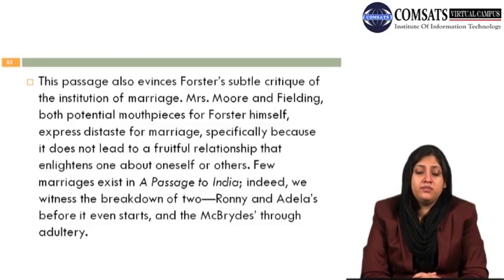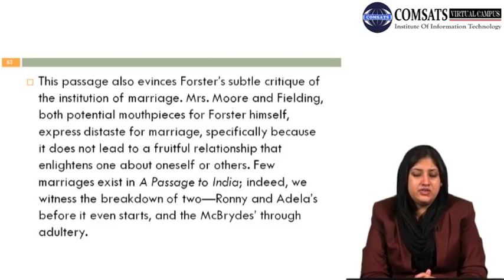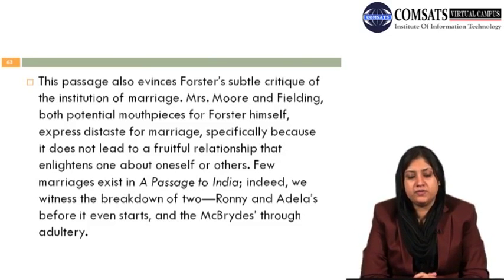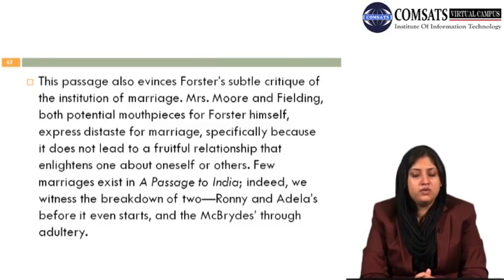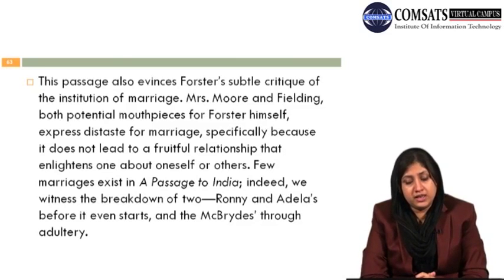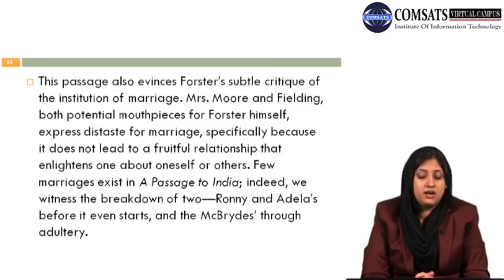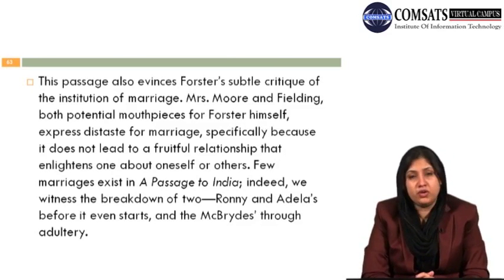This passage also evinces Forster's subtle critique of the institution of marriage. Mrs. Moore and Fielding, both potential mouthpieces for Forster himself here, express distaste for marriage, specifically because it does not lead to a fruitful relationship that enlightens one about oneself or others. Few marriages exist in A Passage to India. Indeed, we witness the breakdown of two: Ronnie and Adela's, before it even starts, and the McBrides' through adultery.